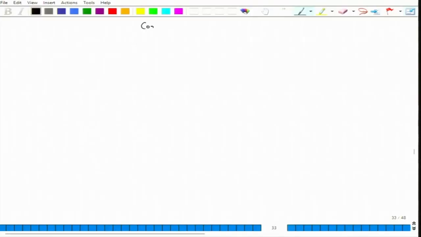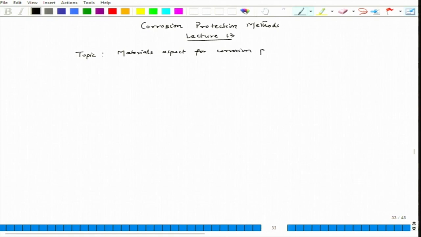Let's start lecture 13. The course is Corrosion Protection Methods, and today we'll start a topic on materials aspect for corrosion protection.